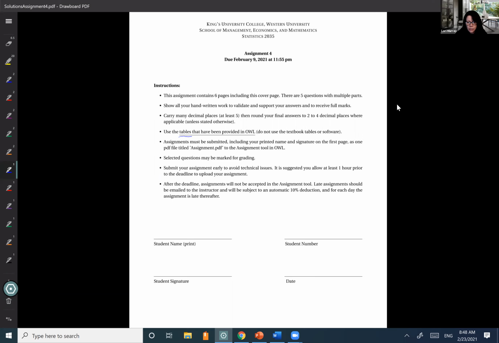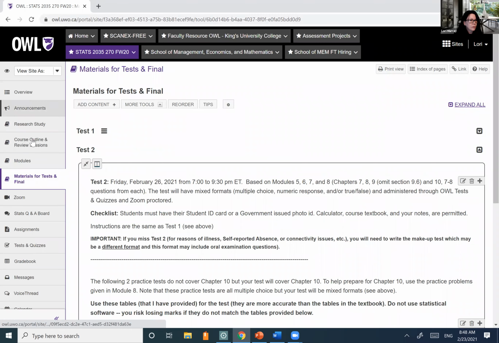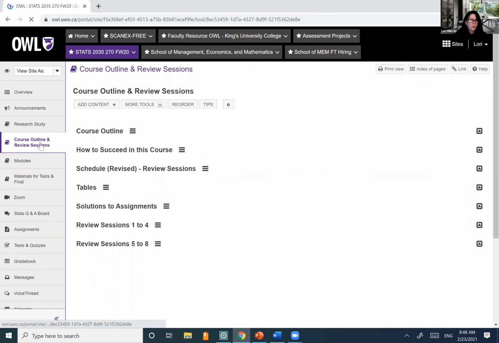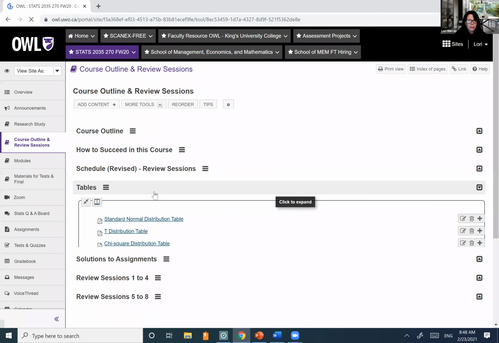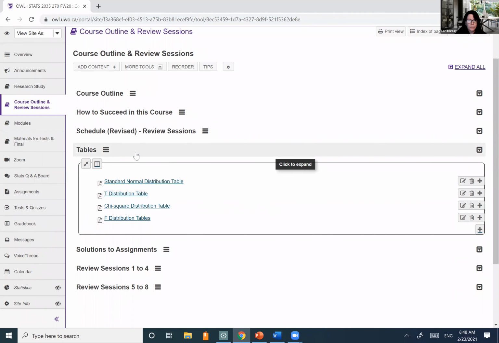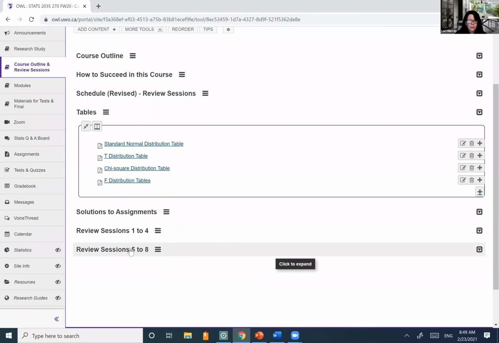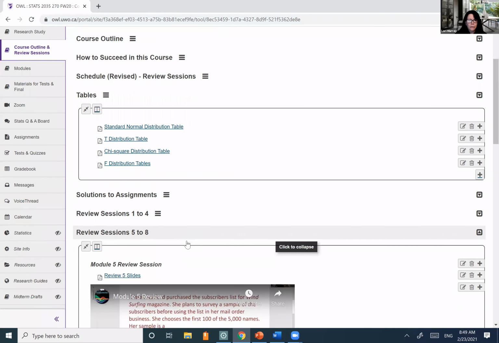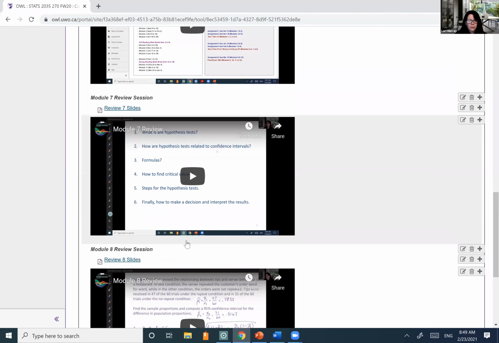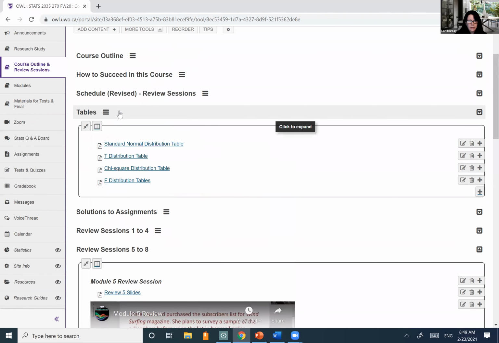And I have actually on OWL, if you're looking for them during the test, I've made them available quickly, right? I think it's right here. Right here. So if you go to course outline and review sessions, tables, just for quick reference. Okay, so you should have all these open for test 2, have them all open and ready or printed if you prefer. And there's the review sessions for test. So review sessions 5 to 8. This is all the coverage for test 2. So it's all right there. And then the tables.